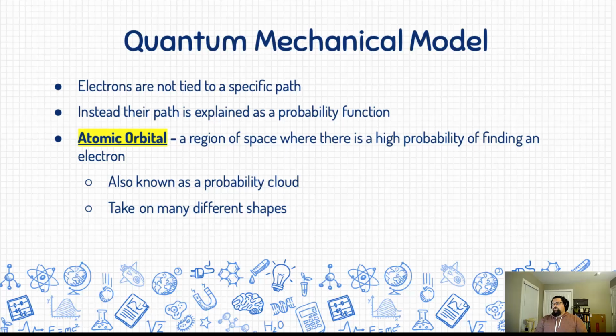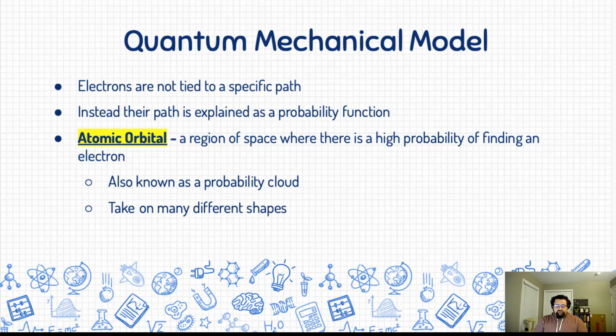And so what this means is when we say there's a high probability of finding an electron, think about it this way: at 10 o'clock on a Monday, there's a high probability that if your parents were looking for you, you'd be in school, right?